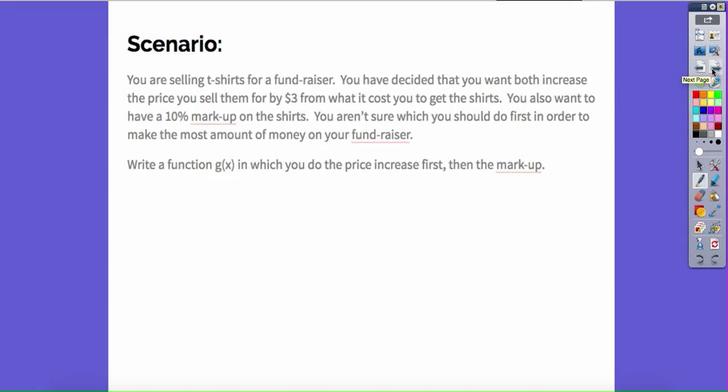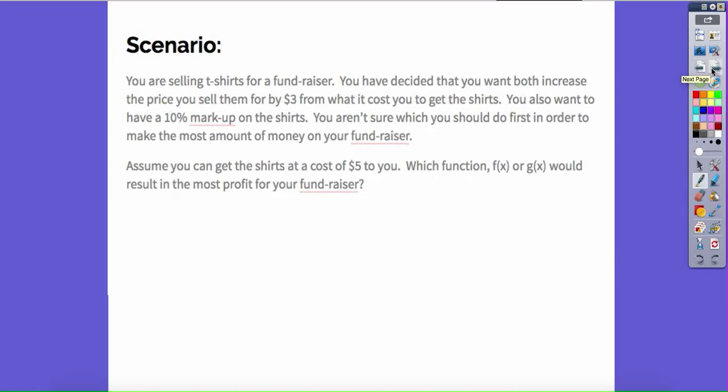So the same scenario here, but this time it says write a function g of x in which you do the price increase first. So if I do the price increase first, I now have a $3 increase to my original price. I would still be paying 100% of that if I didn't do a markup, but now my markup is going to happen second. So I'm going to put that on the outside of the parentheses. So these are slightly different equations.